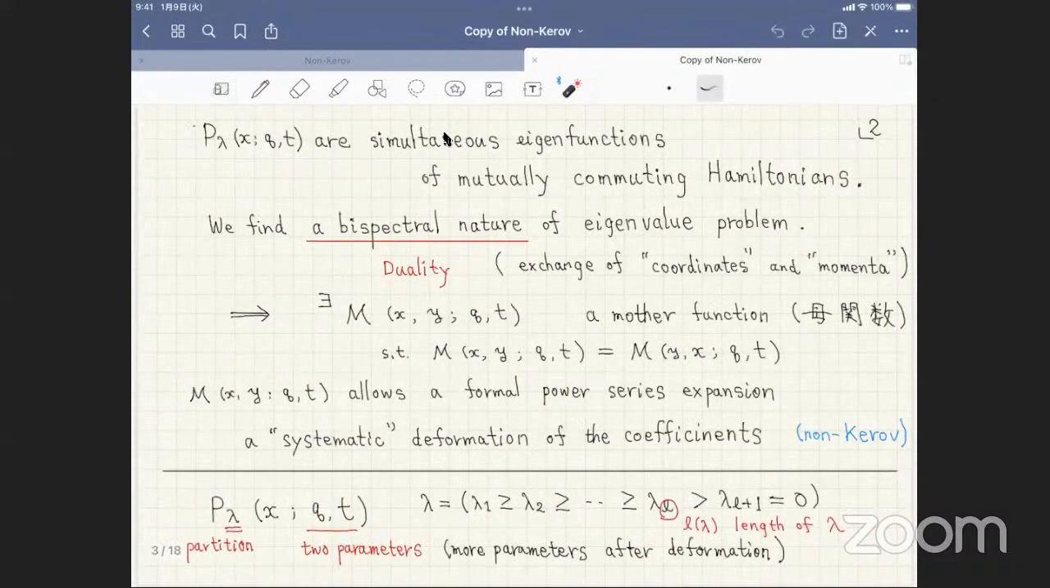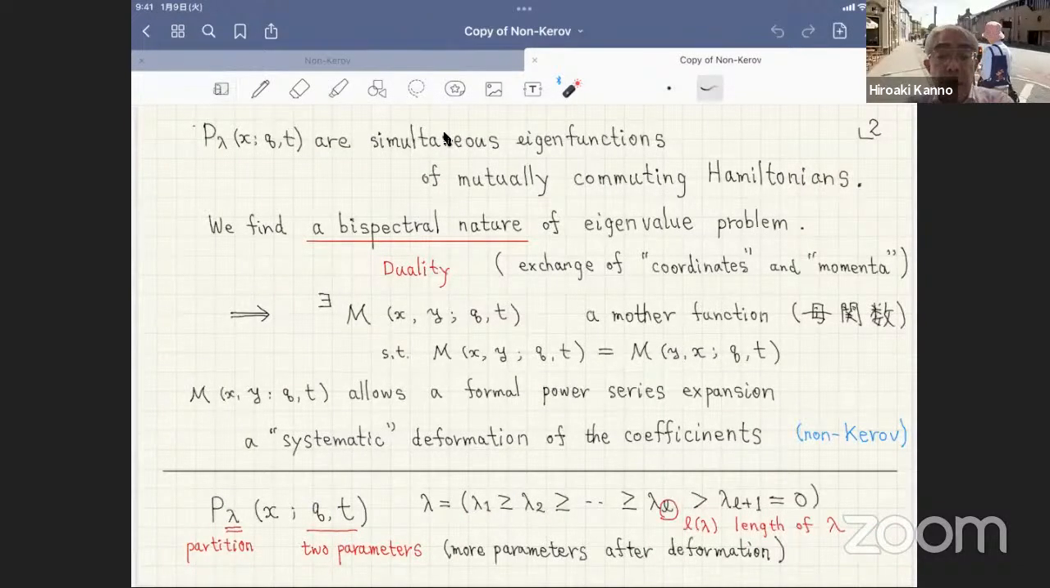The Macdonald polynomials are eigenfunctions of mutually commuting Hamiltonians. I am not going to deform the Hamiltonians themselves, but I am going to deform the eigenfunctions by looking at the bispectral nature of the eigenvalue problems. This is related to some kind of duality of Macdonald polynomials, which was also partly explained by Yanagida-san. The bispectral nature of the eigenvalue problem implies the possibility of the existence of what I call the Master function.